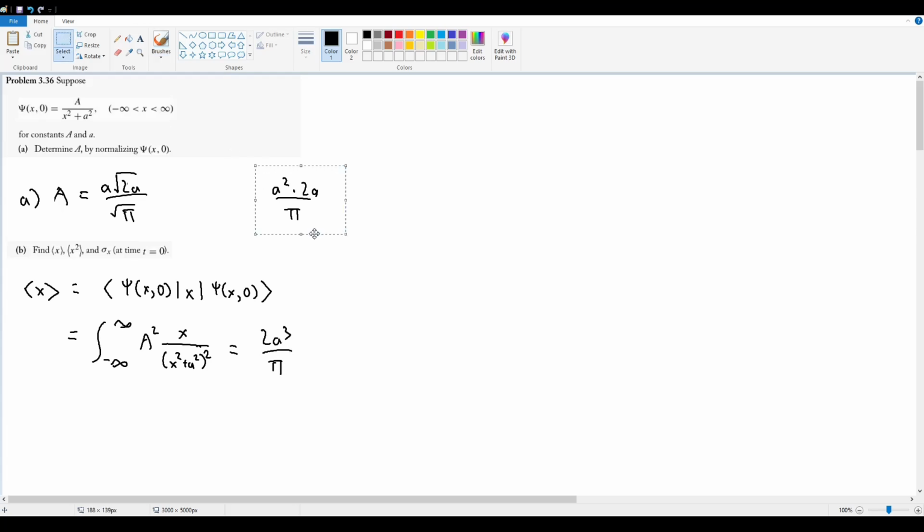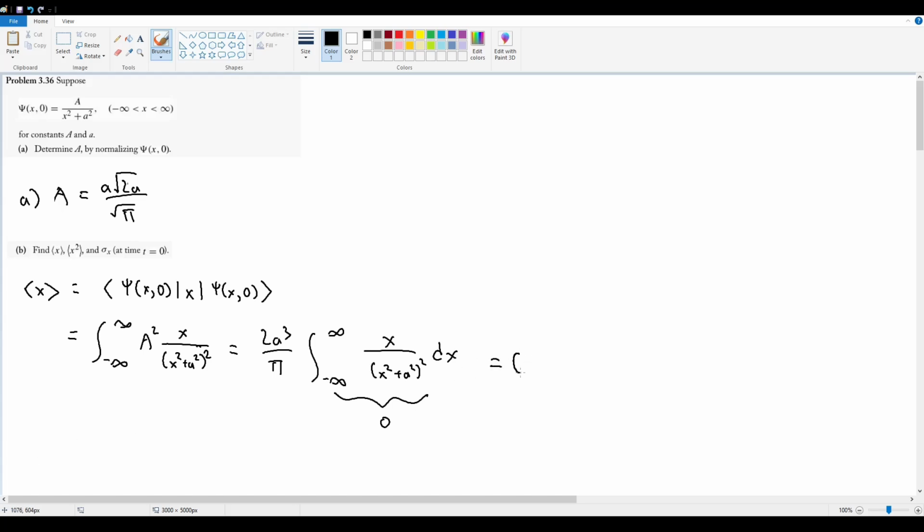Let me just erase this real quick. Okay, 2a cubed over pi at the front, and then you have an integral from negative infinity to infinity of x over x squared plus a squared squared dx, and you should immediately see this is an odd function evaluated over a symmetric range, so because of that this is automatically equal to 0, so therefore the expectation value of x is equal to 0.